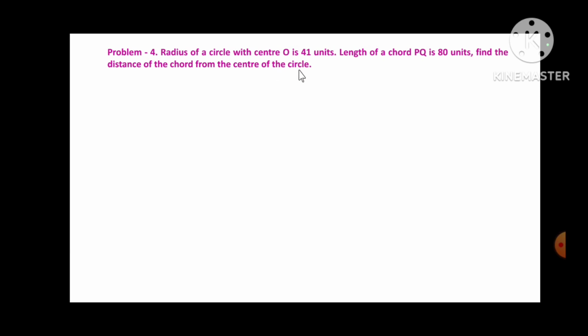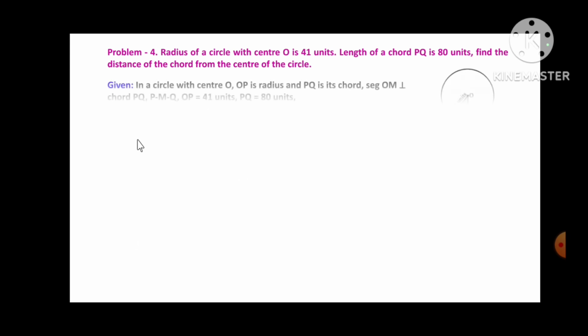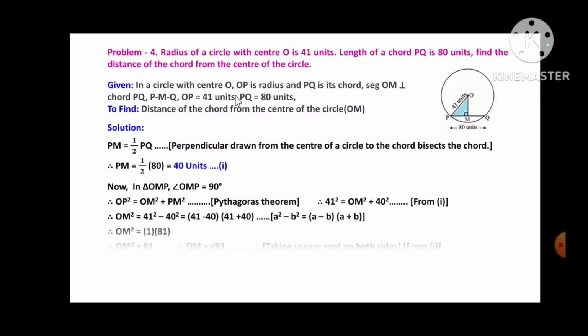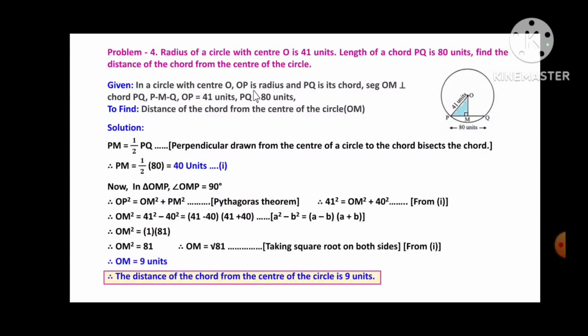Radius of the circle with center O is 41 units. Length of a chord PQ is 80 units. Find the distance of the chord from the center of the circle. So here in the figure, you can see the center is O, OP is the radius and PQ is the chord. Segment OM is perpendicular to this chord PQ, with M between P and Q. This OP is 41 units, PQ is 80 units. Friends, the distance of the chord from the center of the circle we have to calculate, that is OM.